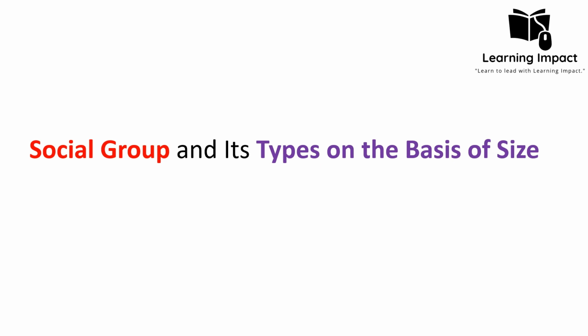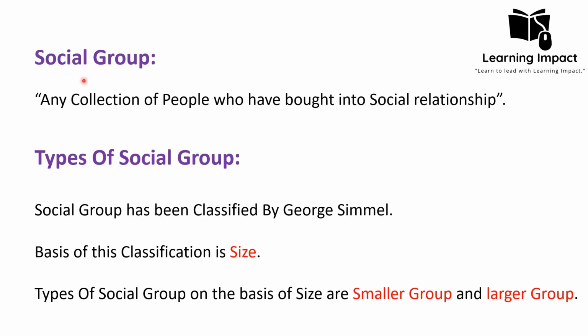In today's lecture, we will discuss social group and types of social group on the basis of size. So let's start. Okay, what is social group? Social group refers to any collection of people who have bought into social relationship.